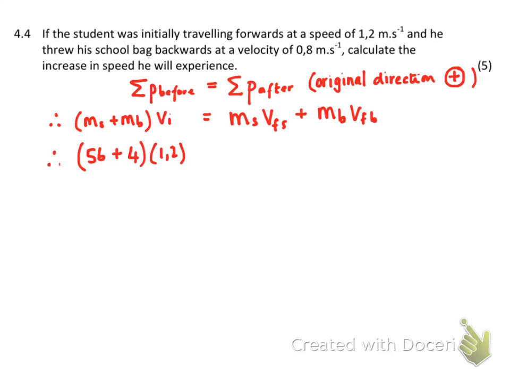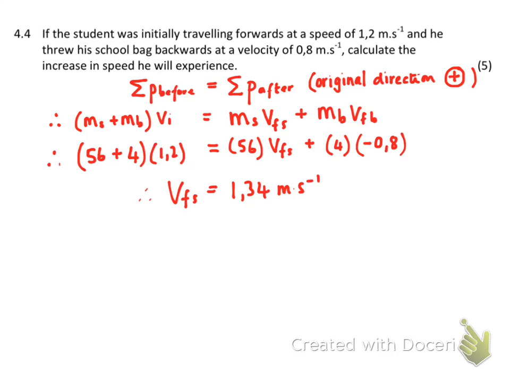Right, let's look on the left. The mass of the students and the skateboard is given as 56. The mass of the bag is 4. So we add those two together, and the initial velocity is 1.2, and it's in the positive direction. The mass of the student remains at 56. The final velocity of the student is what we're looking for. Mass of the bag is 4. And then he's thrown the bag at a velocity of 0.8 meters per second. Notice it's in the opposite direction, and so it gets the negative sign.